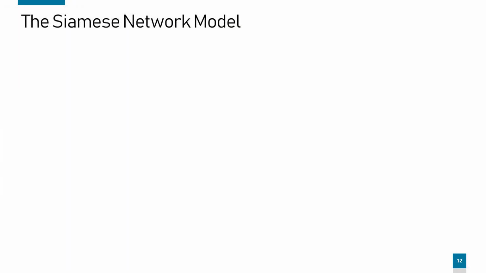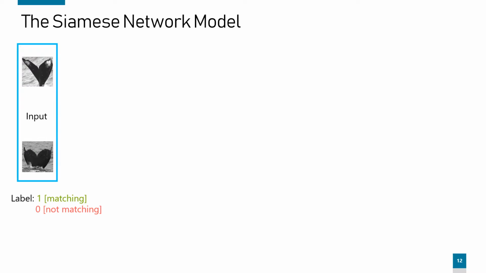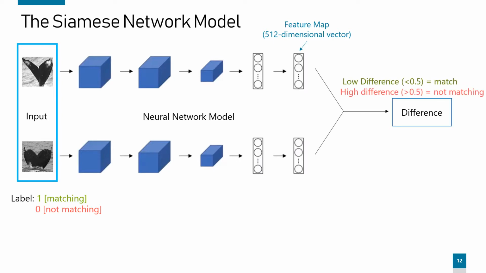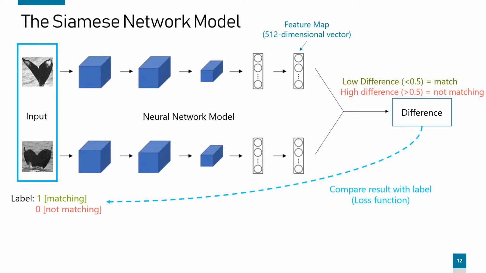So here is the Siamese network model. It takes an input of an image pair labeled either matching or not matching. Each image is individually run through the neural network model, which outputs a feature map consisting of a 512-dimensional vector. Then, the difference is found between the two feature maps. A low difference means that the images are probably matching, while a high difference means that the images are probably not matching. The model's prediction is compared with the actual label. This process is repeated with thousands of image pairs.